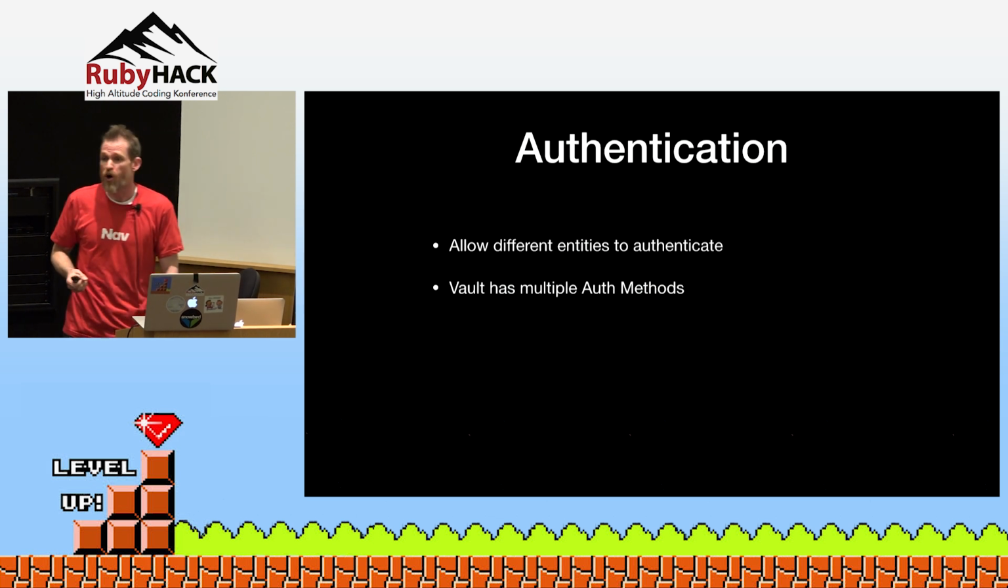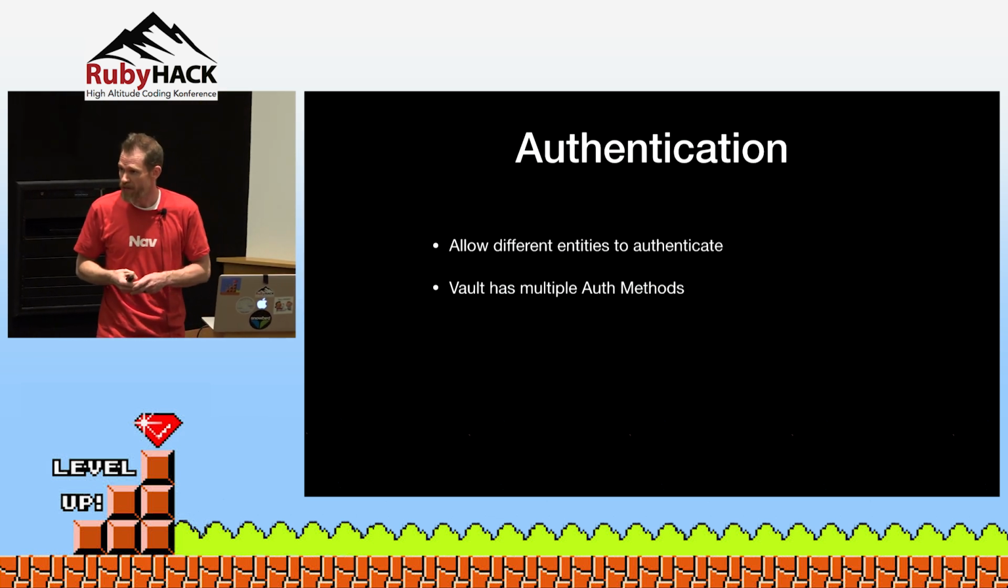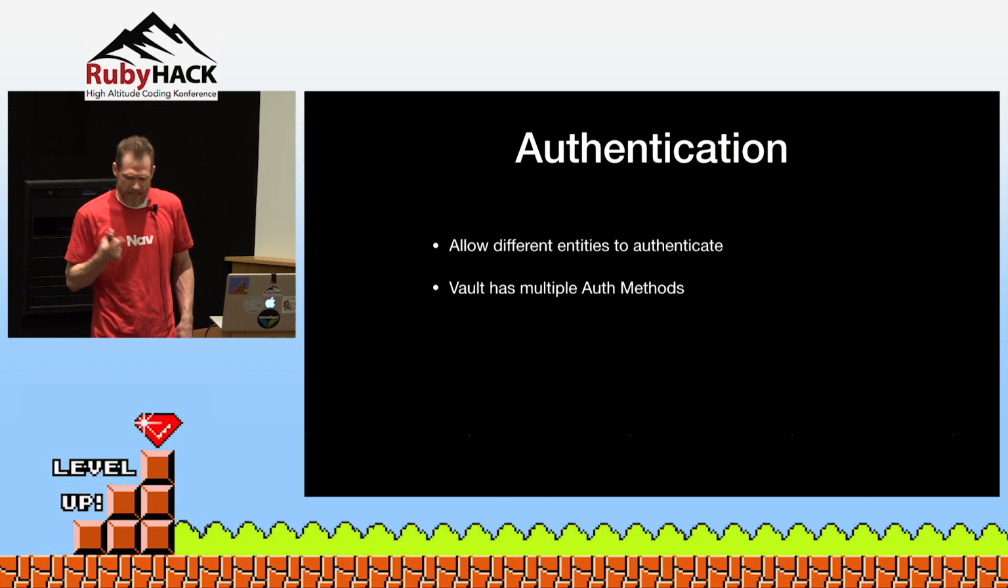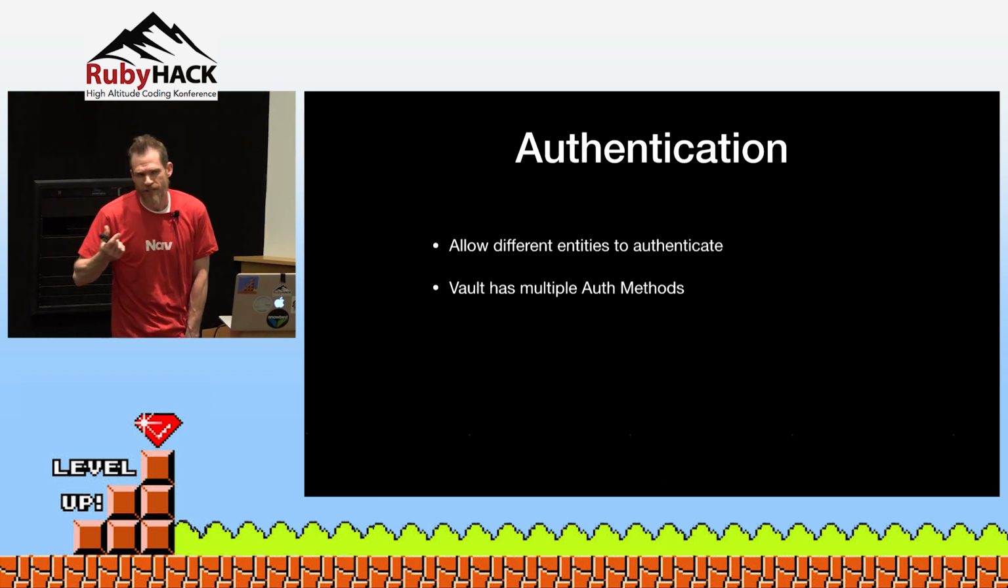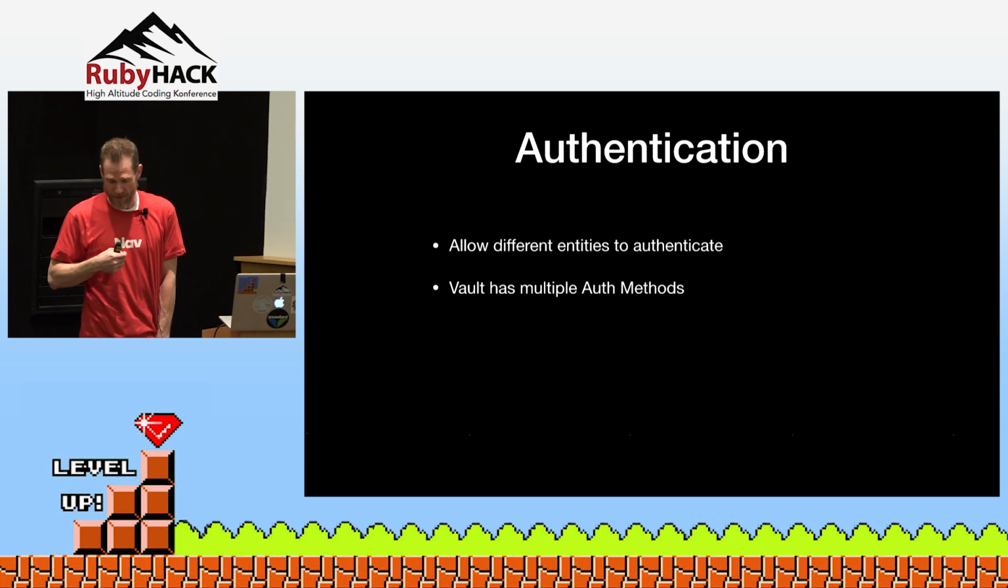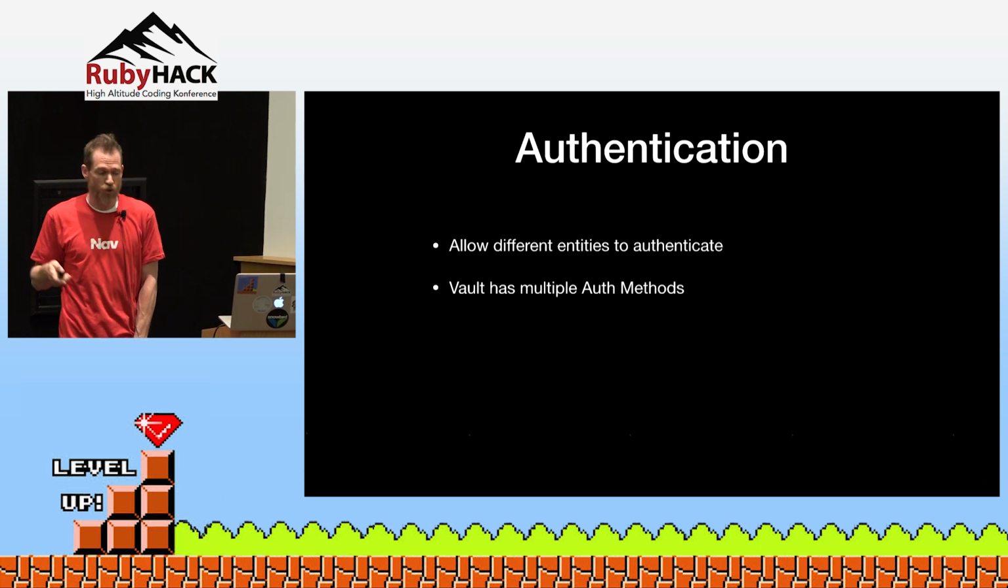So for this, Vault has multiple authentication methods that you can enable. The one that is enabled by default is token. So if you provide it a token, it authenticates with that token, and you can continue. That's how the root token works.